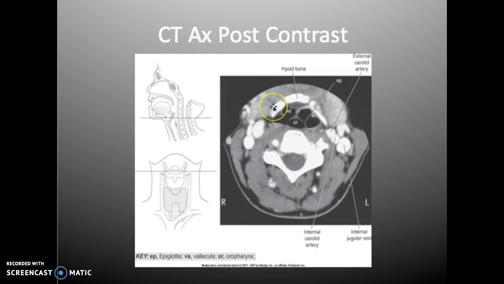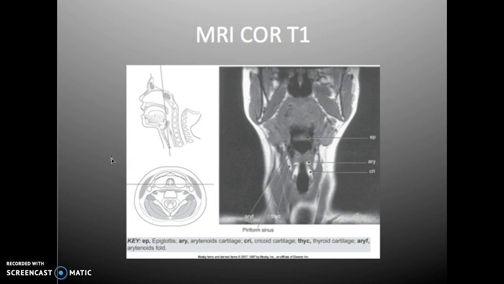So here's a CT, axial post-contrast. Here's your hyoid bone. This is your epiglottis, your oropharynx, and this is your vallecula on either side. We have your external carotid artery, your internal carotid artery, and your internal jugular vein. Now you got to look to see where we're slicing so you'd be able to label that properly.